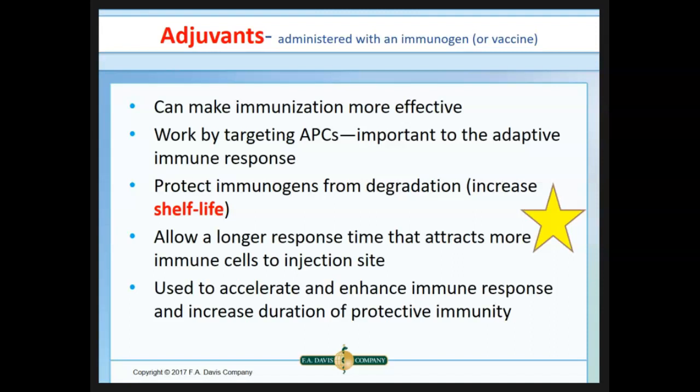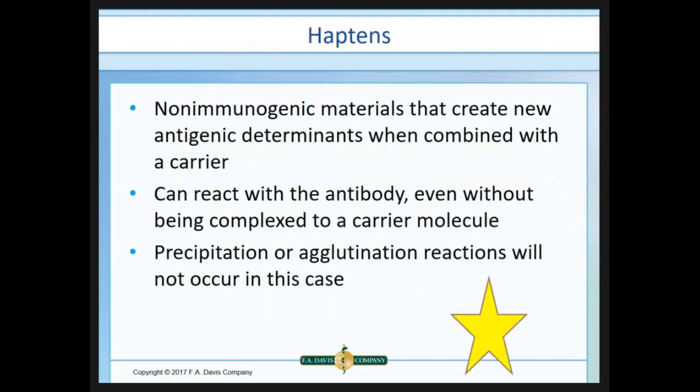So let me give you an example of an adjuvant. An adjuvant would be something like an aluminum salt. That's a preservative in a vaccine. So it would increase the shelf life. It would make the molecule a little larger to increase the immune response. So that's an adjuvant.